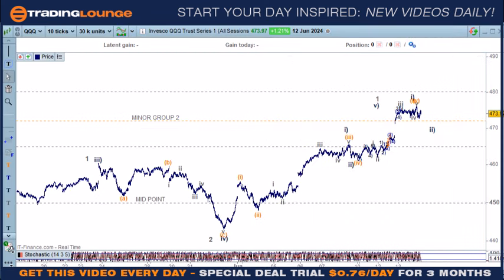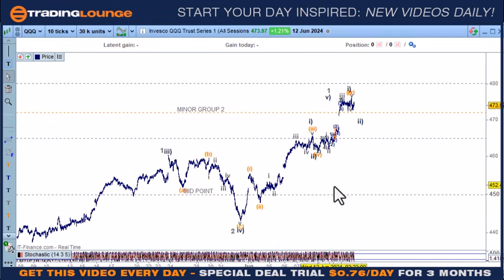But that's the SPY, and we come over to, this is the QQQ. So we were looking at this here in 2 ways. We were looking at it as wave 3 and 4 here, and going up for wave 5 of wave 1 here.